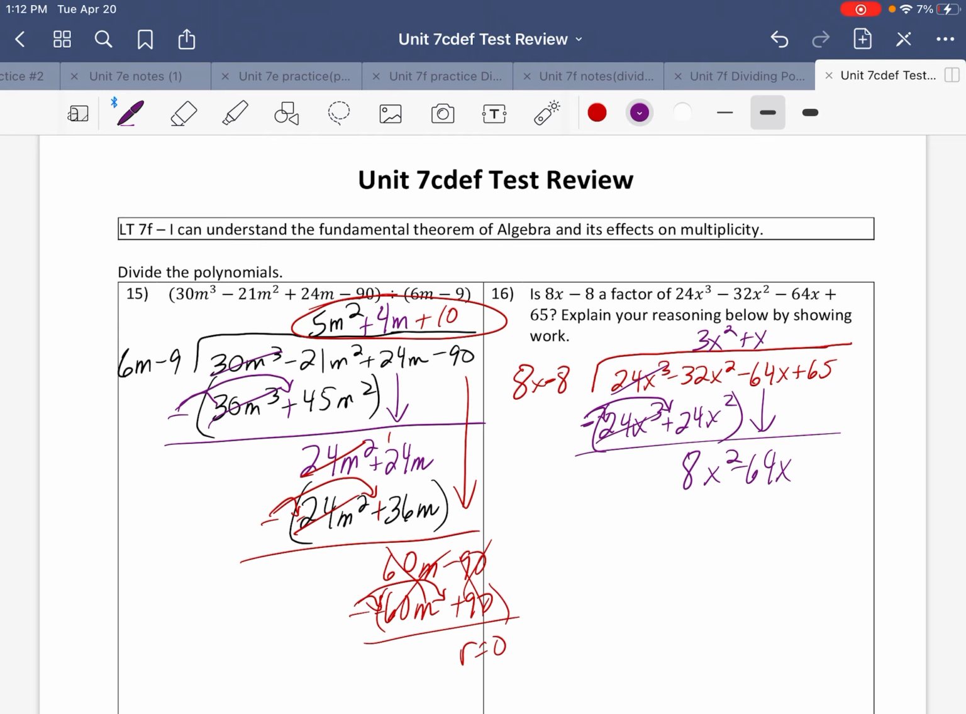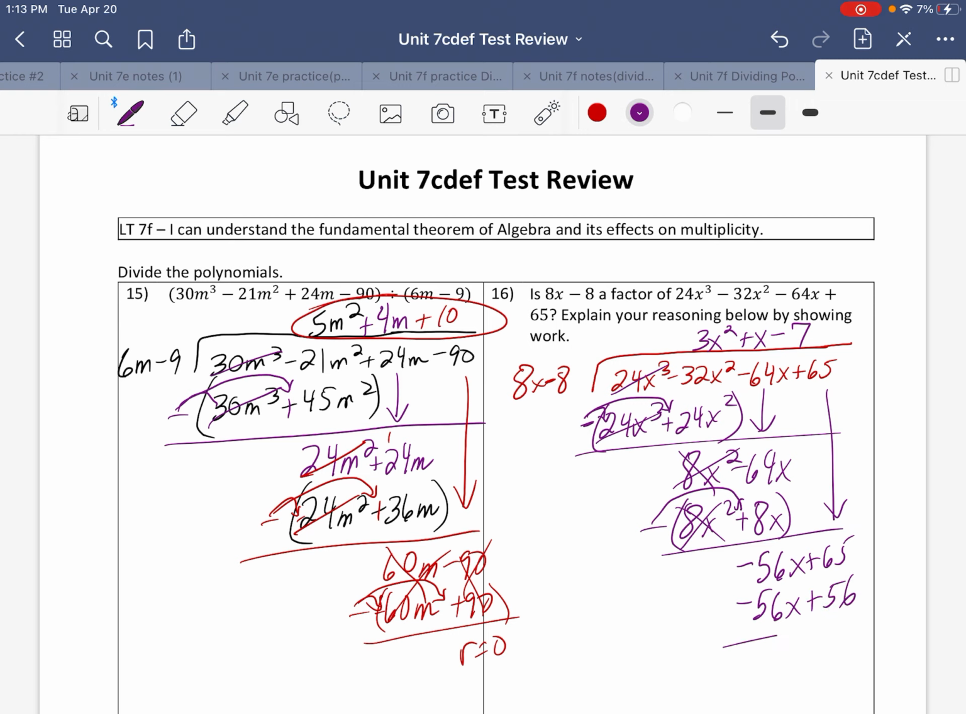First term divided by first term is x. X times 8x is 8x squared. X times negative 8 is negative 8x. Subtract. First terms will simplify. Opposite of negative 8 is a positive, so that's negative 56x. Bring down the 65. Negative 56x divided by 8 is a negative 7. Negative 7 times 8x is a negative 56x. Negative 7 times negative 8 is a positive 56.